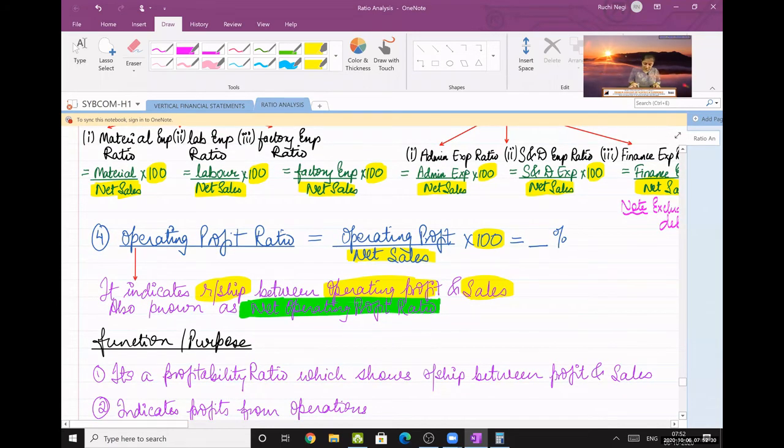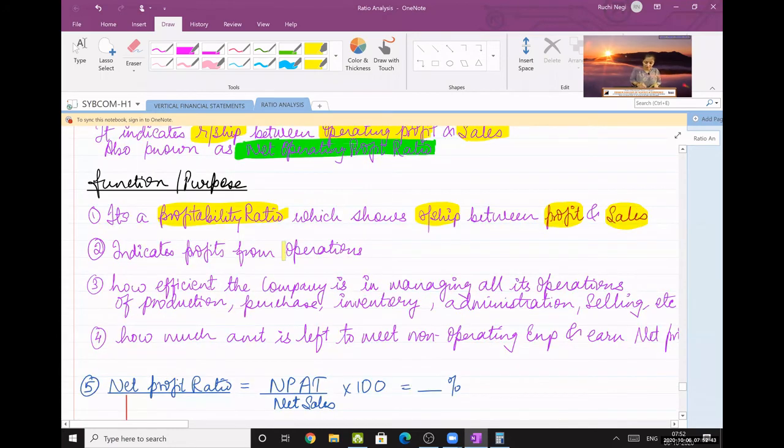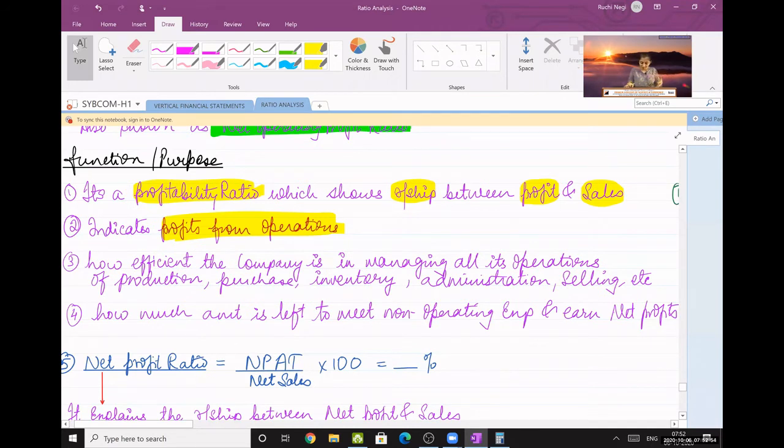Okay. Obviously the purpose behind this, it's a profitability ratio, so the purpose behind this ratio is, जो उसका मीनिंग है वही उसका पर्पस भी है. ठीक है. Indicates profits from operations, that is operating activity. Okay. And how much amount is left to meet the non-operating expenses जो बच गया.